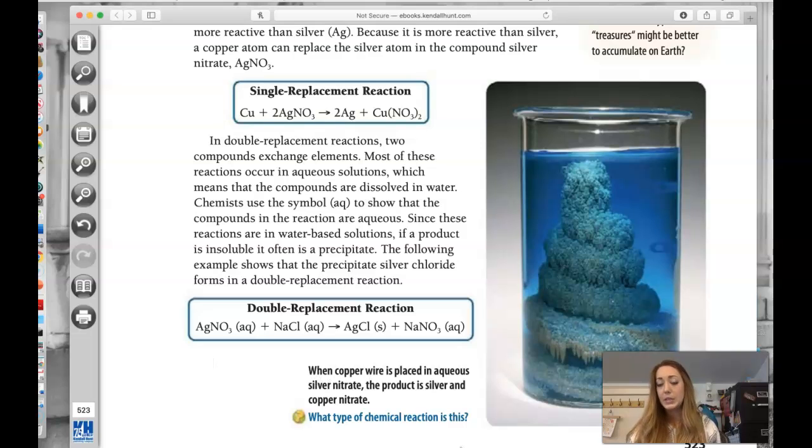The following example shows that the precipitate, silver chloride, forms in a double replacement reaction. So that's what we're seeing in this picture here. When copper wire is placed in aqueous silver nitrate, the product is silver and copper nitrate. So you can see we've got the double switcheroo.